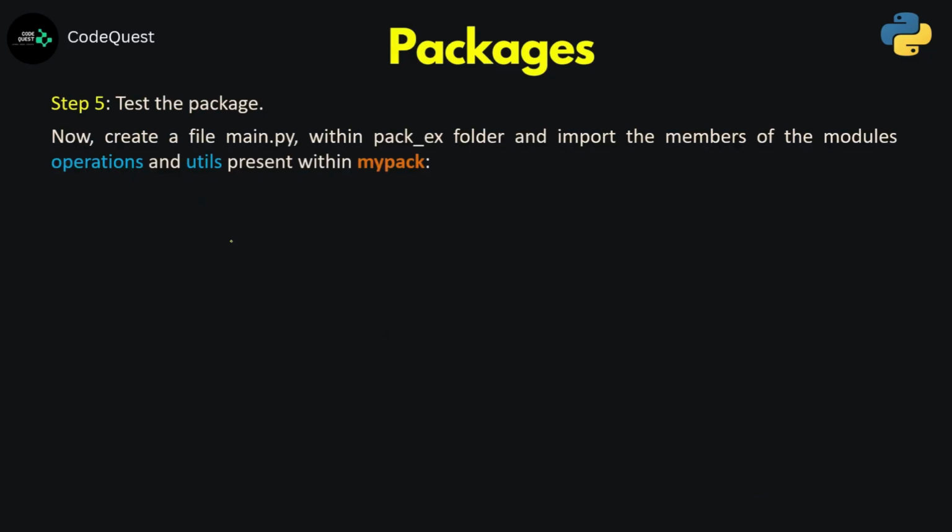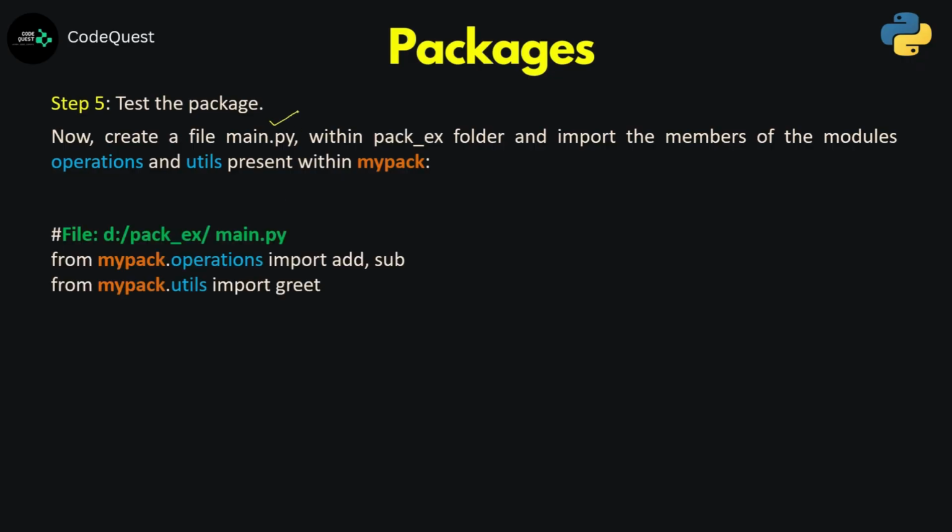So once the package along with the modules are ready, now we are trying to test the package and import the members present in those modules. So we are creating a file, say main.py, within the pack_ex folder, and importing the members of the two modules that we have created, that is operations and utils, which are present inside the package mypack.